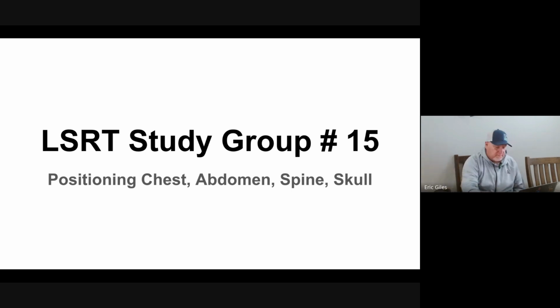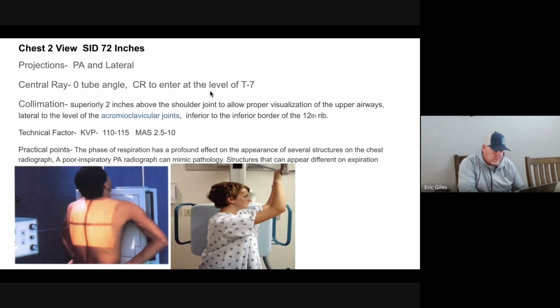So we're going to talk about positioning of the chest, abdomen, spine, and skull today. Just bear with me. We're just going to run through these real quick. This is stuff that, like I say, you need to know, not only for positioning the patient, but for test purposes. You need to know your SIDs, your 40 inches, 72 inches. Most of them are 40, which helps. But we're going to talk about a chest 2 view, which we do a lot of. And the SID is 72 inches.